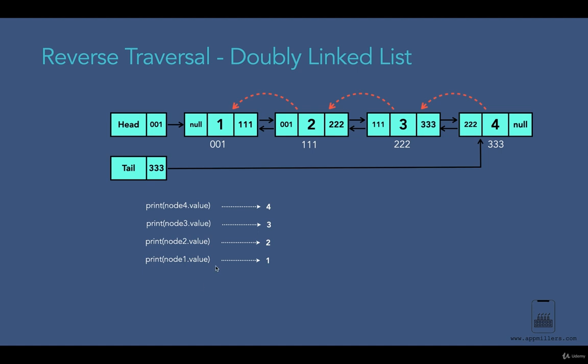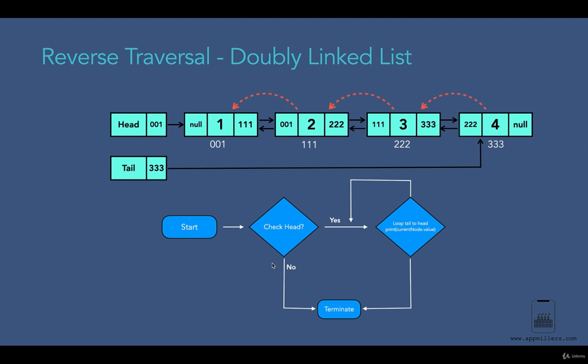Then we continue to the next node, which is node 1, and print out node 1's value to the console. So when we reach the first node, we stop. This means that we have finished the backward traversal of the double linked list. So here it's called reverse traversal. Now the algorithm of reverse traversal is like this.